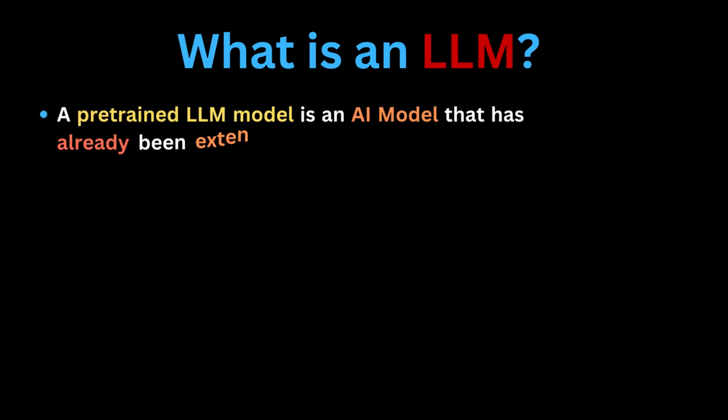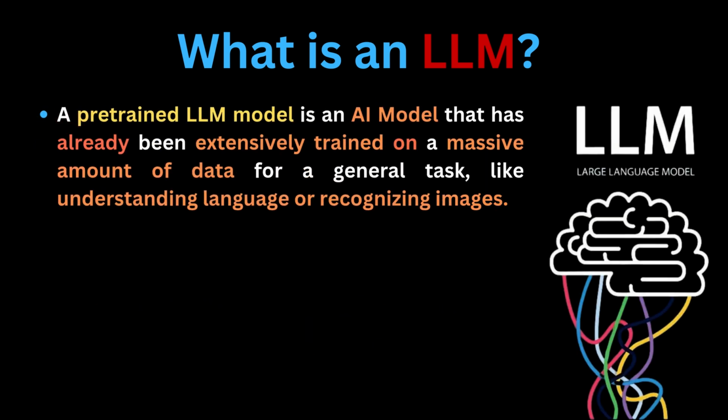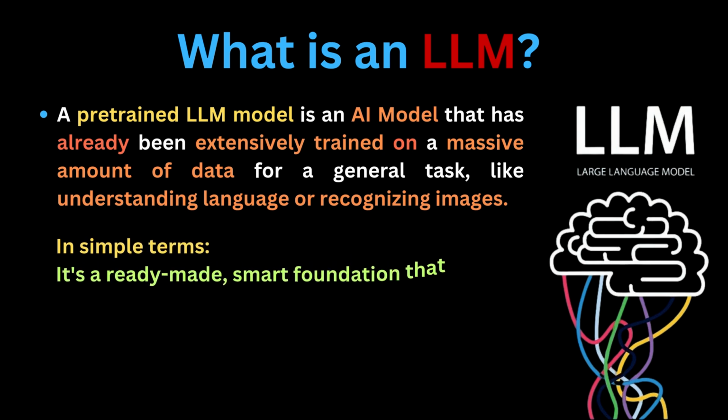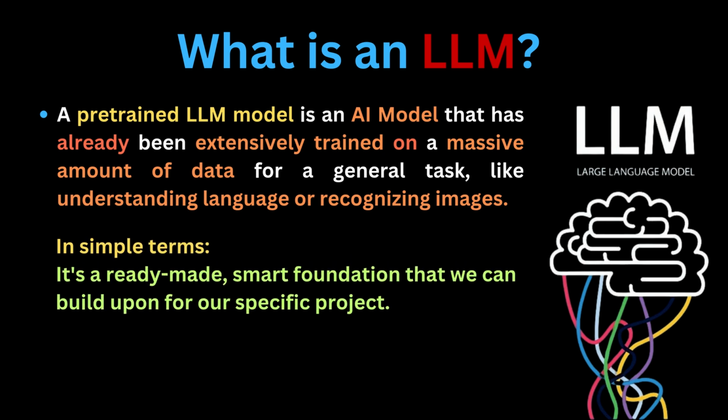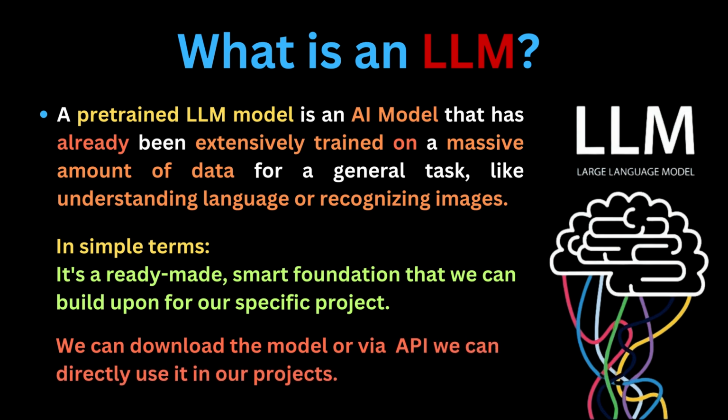What is a pre-trained LLM? A pre-trained LLM is an AI model that has already been trained extensively on massive amounts of data for general language tasks. In simple terms, think of it as a ready-made, smart foundation that we can build upon for our specific project. Instead of training it from scratch, we can simply download the model or even use it directly via an API in our projects.